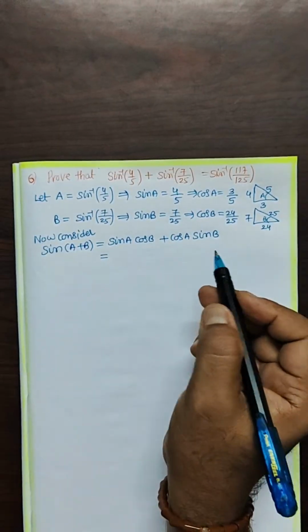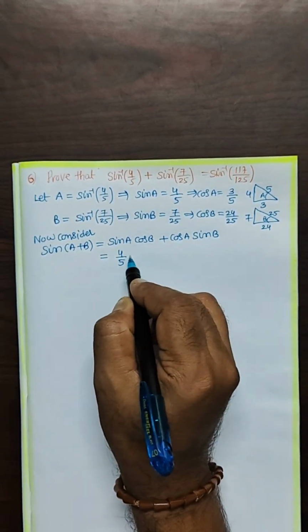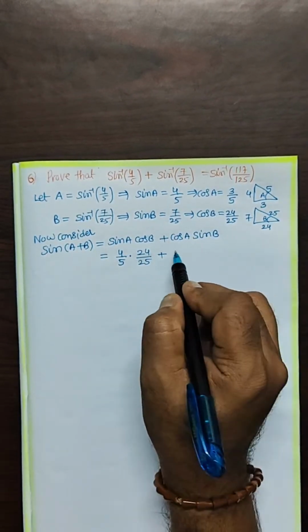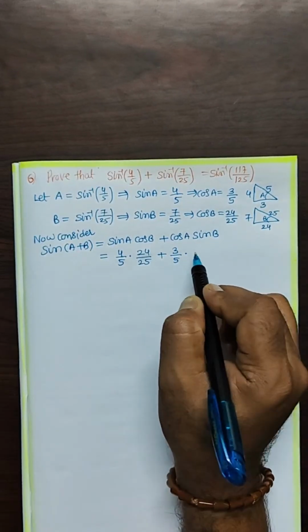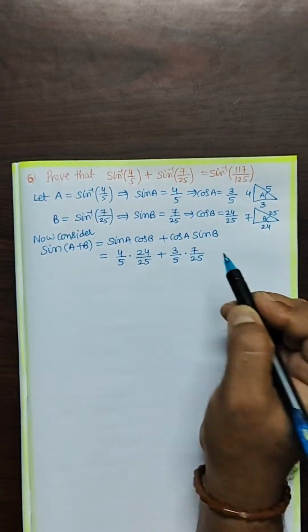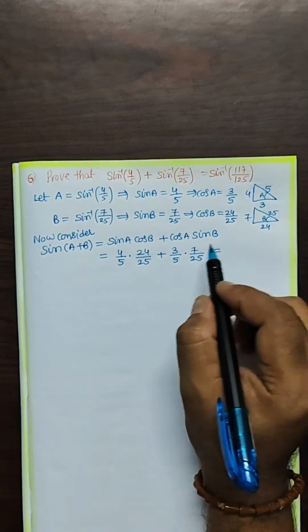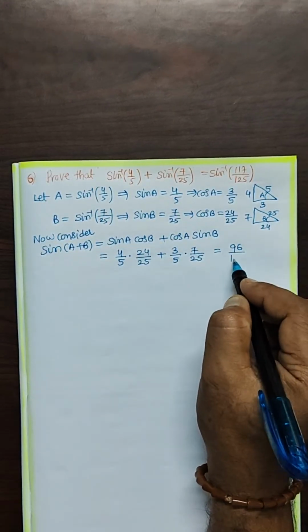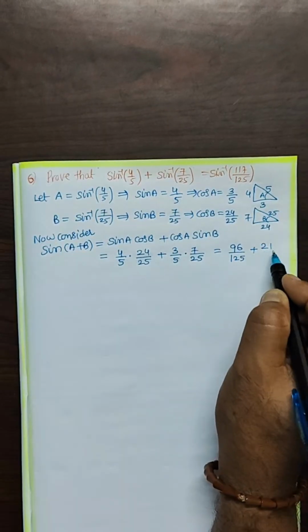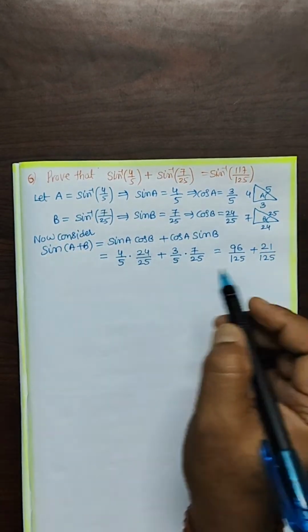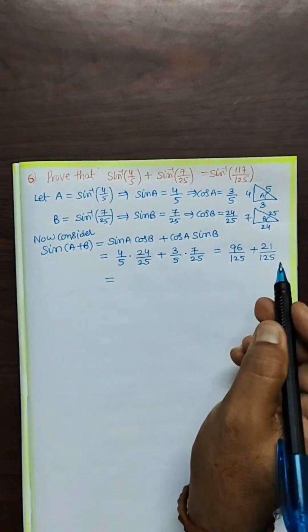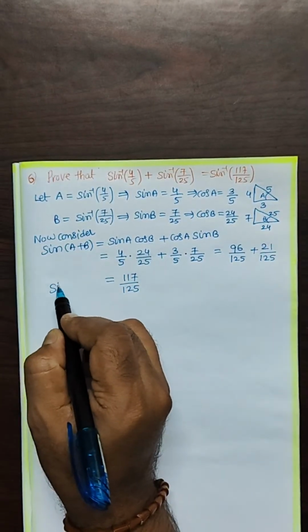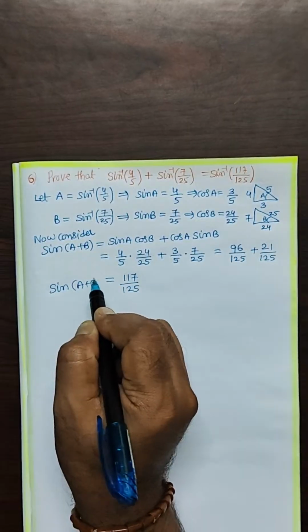So sine a equal to 4 by 5 into cos b, 24 divided by 25, plus cos a, 3 by 5 into sine b, 7 by 25, which is equal to 24 into 4, 96 divided by 125 plus 21 divided by 125. So if you add these, you will get 117 divided by 125. So sine of a plus b is equal to 117 by 125.